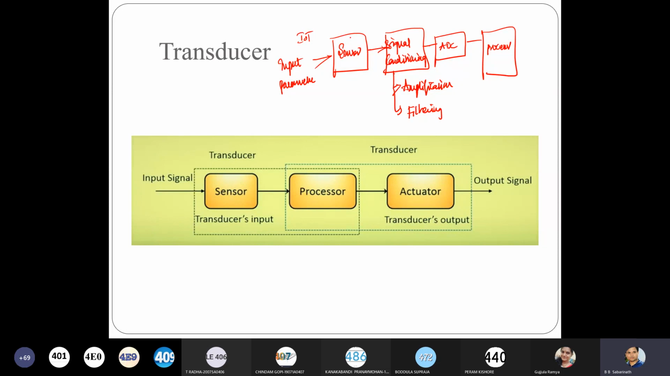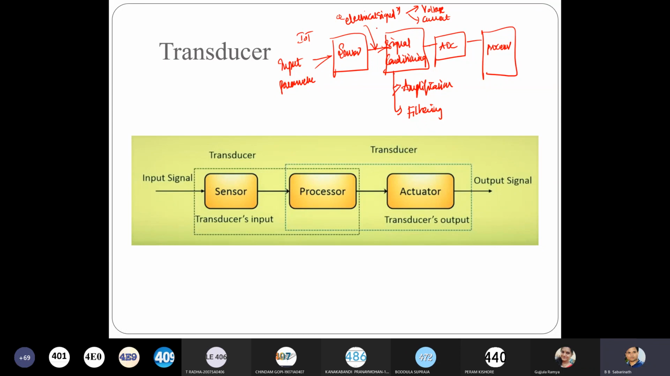In many cases, we are converting the input parameter to an electrical signal. Mostly we are interested in the output of a sensor as an electrical signal, which is nothing but voltage or current. We convert input parameters like temperature, pressure, acceleration, water level, and flow level into voltage, an electrical signal.